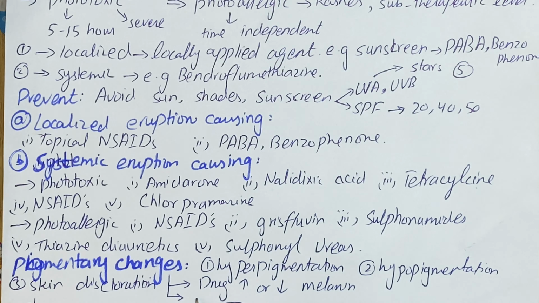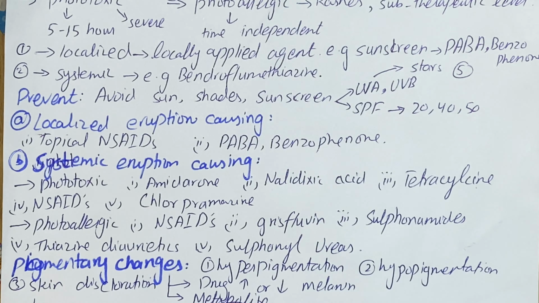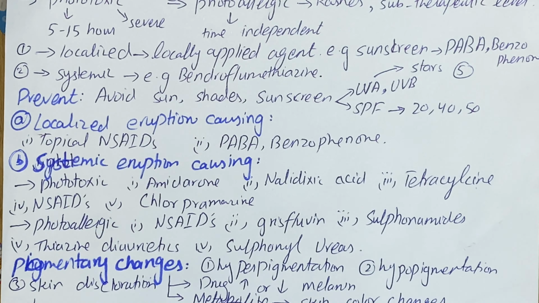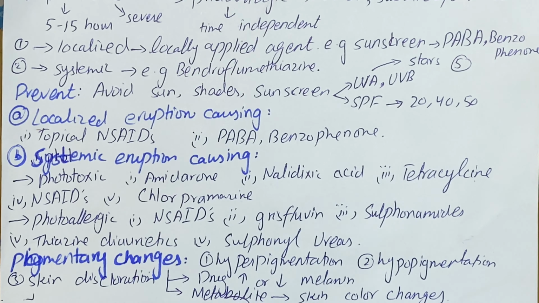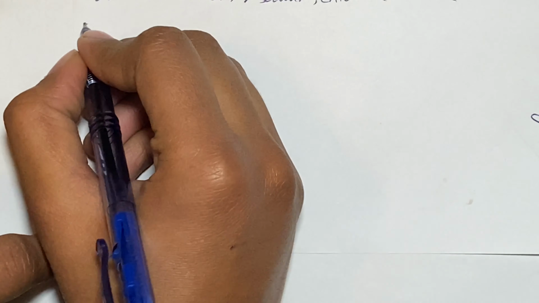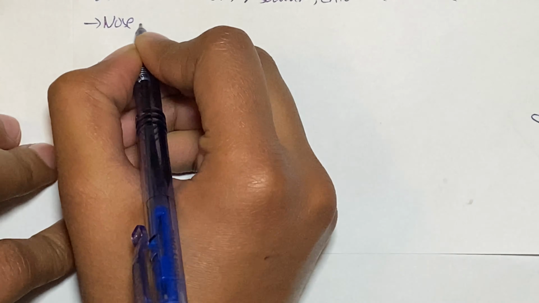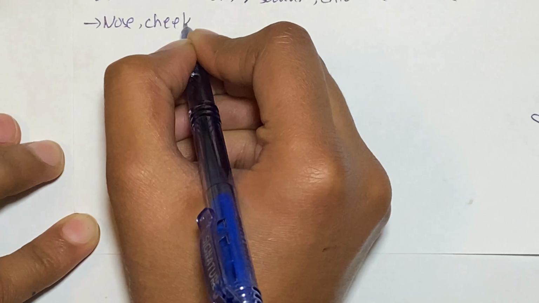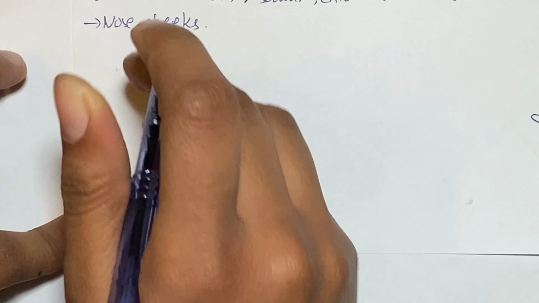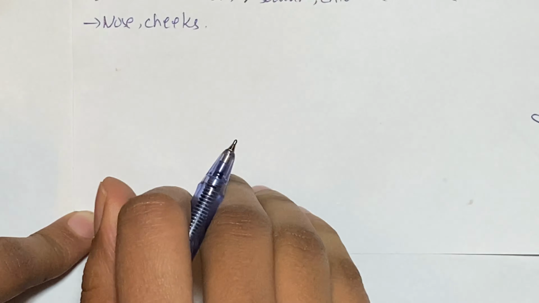So or you can have some kind of skin discoloration because of some metabolites which is causing skin color to change. So there can be two conditions: either a drug is causing the increase or decrease in the production of the melanin, or the metabolite itself is causing the skin color to change. Nose and cheeks are more susceptible to these pigmentary changes.